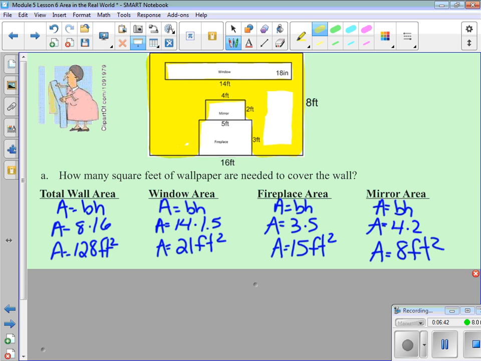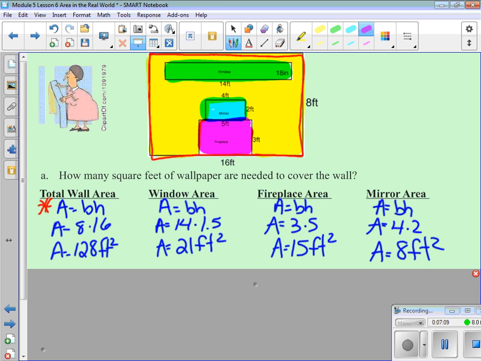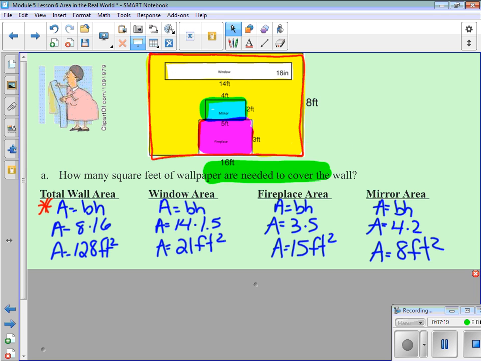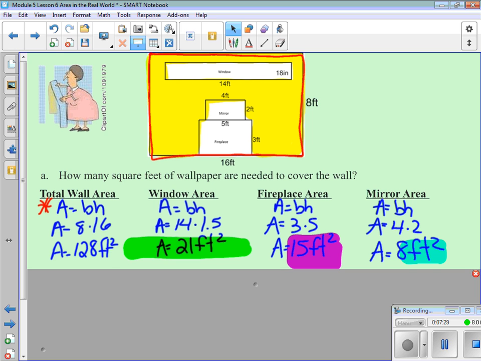All right, I went outside the lines a little bit, but you get the gist. So when I did 8 times 16, when I did the total, that was this whole wall. The whole thing, including the window, including the mirror, including the fireplace. But am I really going to paint those things? No. So my yellow and this red square was everything, but now I have to take away the window area. I have to take away the mirror area. And I have to take away the fireplace area from the whole.